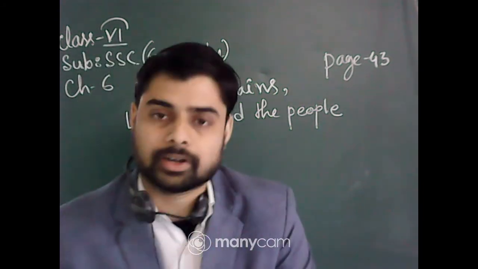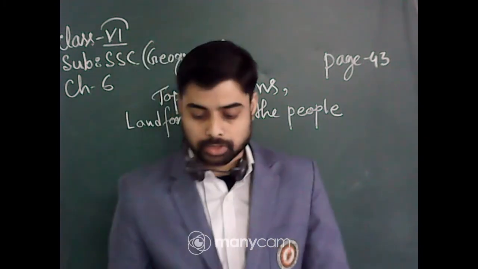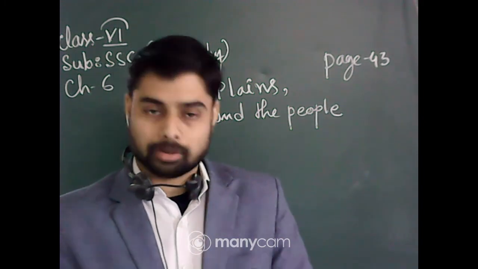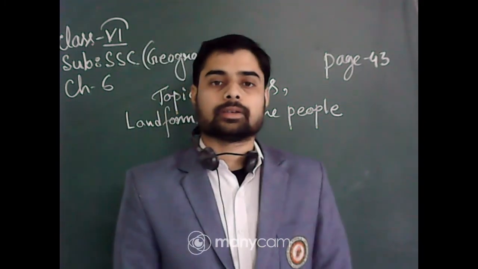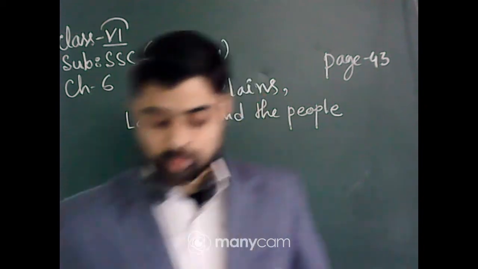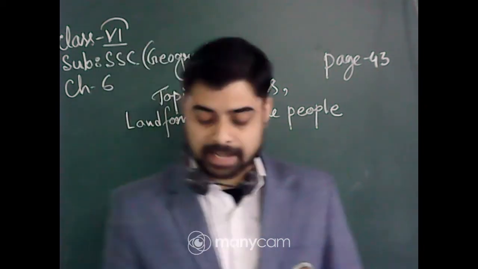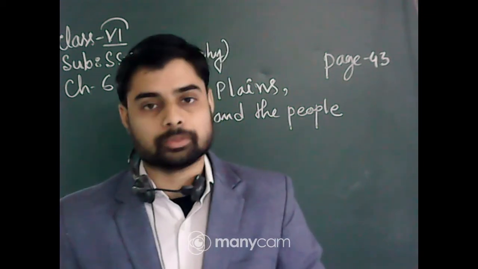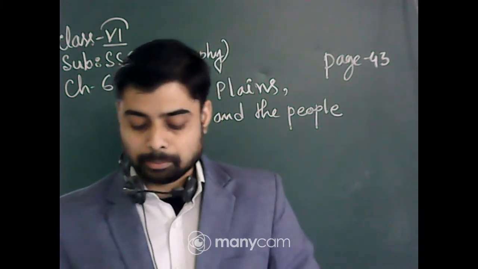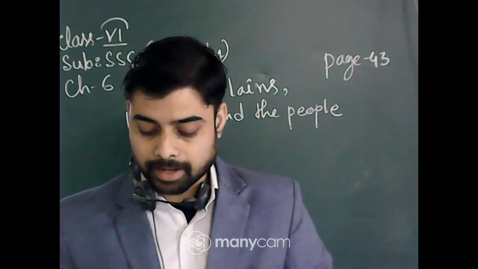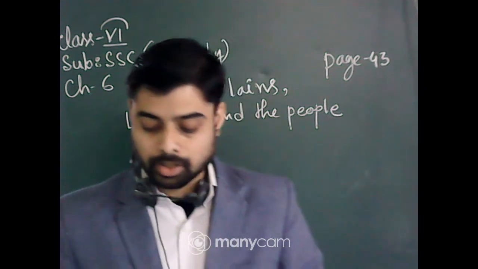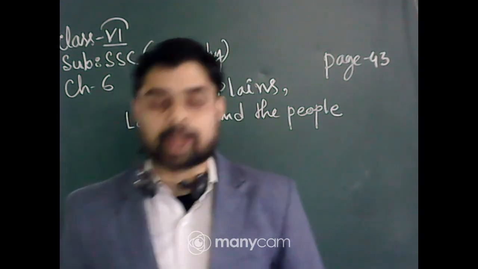In previous classes you have learned about the mountains and the plateaus. Today we are going to discuss the plains: how plains are formed and what kind of benefits we receive from plains. Plains are large stretches of flat land, generally not more than 200 meters above the sea level. Some plains are extremely level and others may be slightly rolling and undulating, and most of the plains are formed by the rivers and their tributaries.